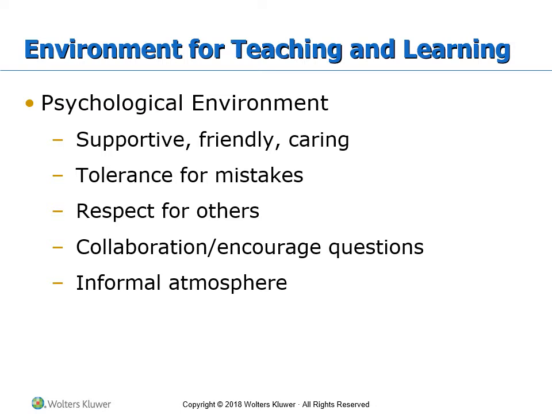Now, for an effective environment for teaching and learning, we have to take a look at the psychological environment. There's a great book on this, an entire cognitive psychology research book, which is looking at what's known as a growth mindset. So finding the ideal environment to learn. We need a supportive, friendly, and caring environment where there is tolerance for mistakes and respect for others. We want collaboration and to encourage questions. And especially for adult learners, we want an informal atmosphere, right? The rigidity that we expected in high school, where we're more focused on behavior, is a little bit different with adult learners.